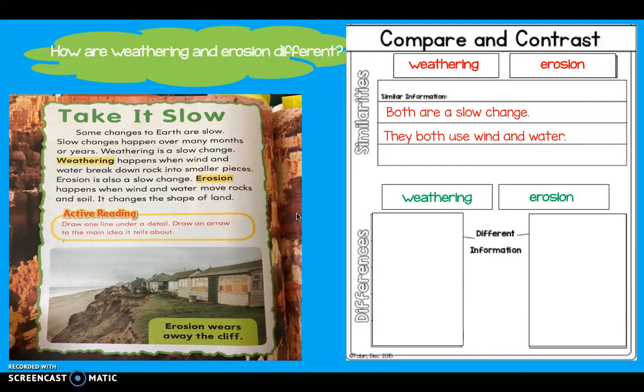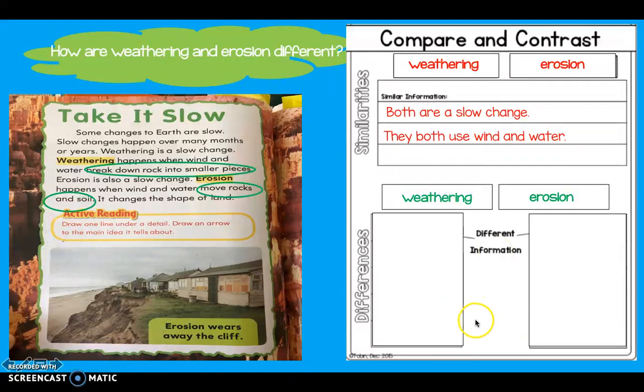Okay, I hope you and your partner found the evidence that I did. Let's see if we match. I found that weathering breaks down rock into smaller pieces. And I also found that erosion moves rock and soil. So weathering breaks down the rock into those smaller pieces, which allows erosion to then move the rock and soil.